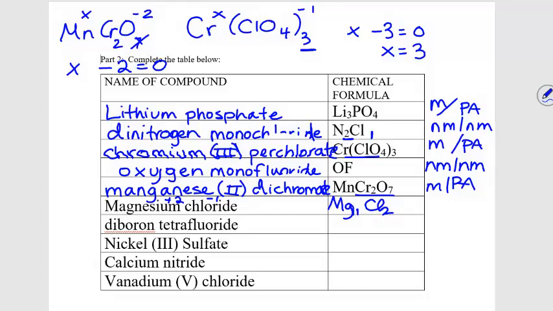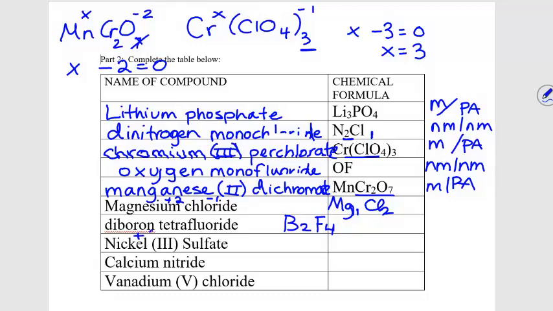The next one does have prefixes, so you don't need to make it equal 0. The prefix becomes the subscript. So diboron means you have 2 atoms of boron. Tetrafluoride means you have 4 atoms of fluorine. Okay? The next one, no prefixes, so symbols, charges, crisscross.